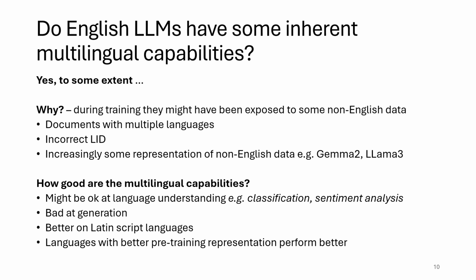But the question is, how good are these multilingual capabilities? So broadly, you could say that these models may be okay at language understanding, say tasks like classification, sentiment analysis, but the generation is not good at all. In fact, it's bad. They might still be okay for Latin script languages, but bad for non-Latin script languages. And it's finally a function of how much pre-training data in these languages the model has seen, and typically very less. Most of the data seen is in English.